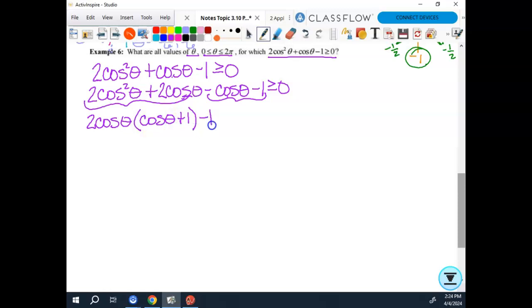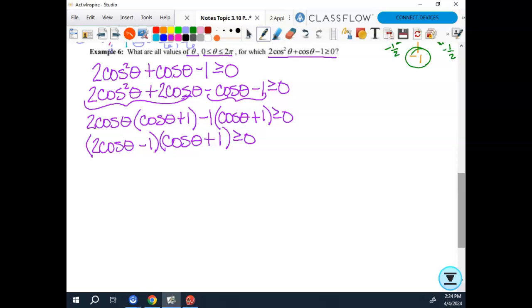Out of these two, I can factor out a -1. And that leaves me with cosine theta plus 1 also. All right, so then I have 2 cosine theta minus 1 times cosine theta plus 1 is greater than or equal to 0. It's just literally the exact same factoring as if it was 2x squared plus x minus 1. Exact same thing. It just looks weirder because you got cosines in there. That's it. Okay, we good?